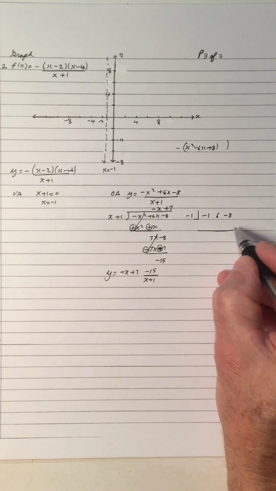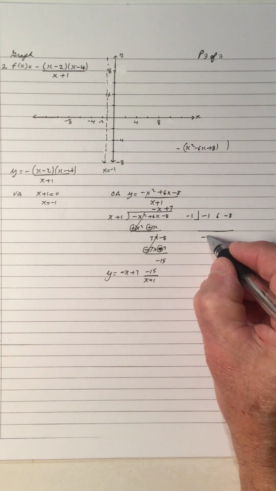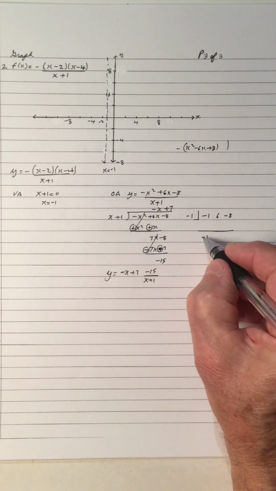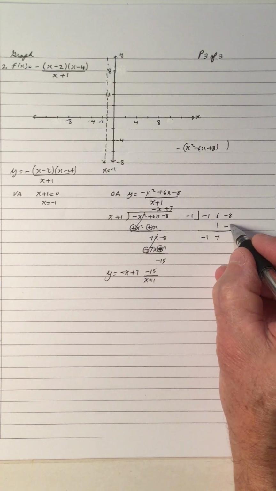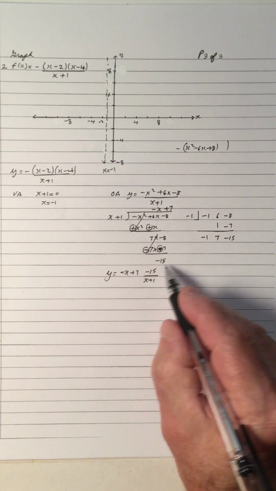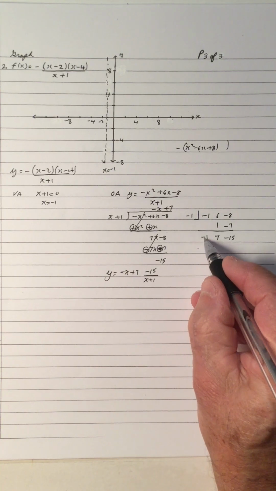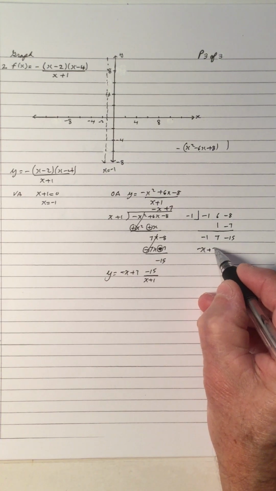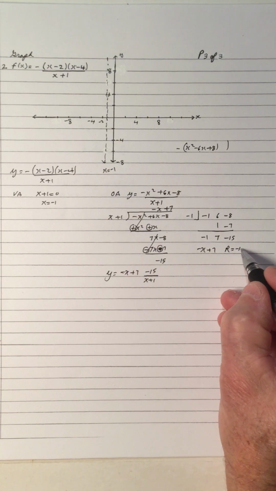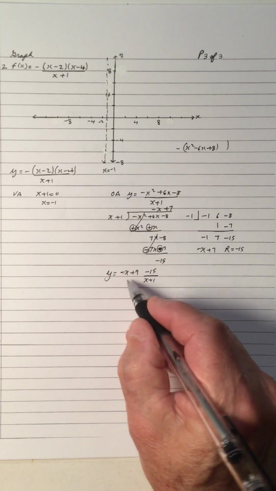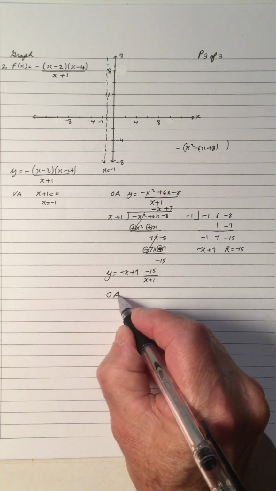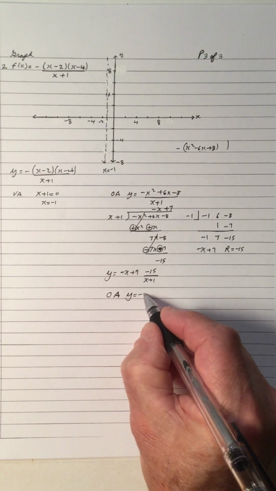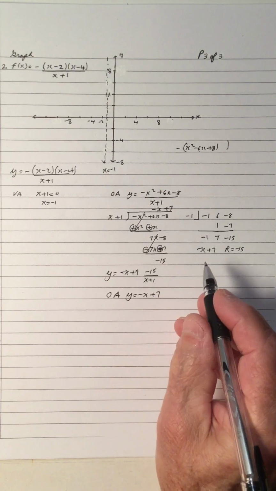So synthetic division is quicker. Bring down the negative 1. Negative 1 times negative 1 is 1. Add is 7. Negative 1 times 7 is negative 7. Add to get negative 15. So that gives you negative x plus 7, and the remainder is negative 15. So that means the oblique asymptote is y equals negative x plus 7.